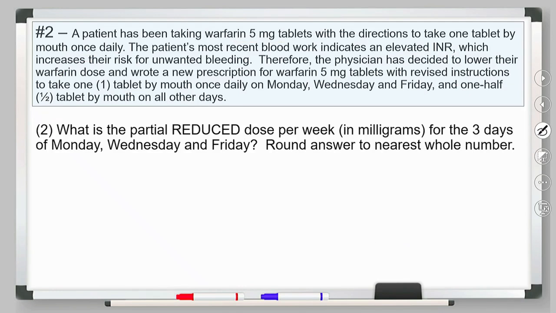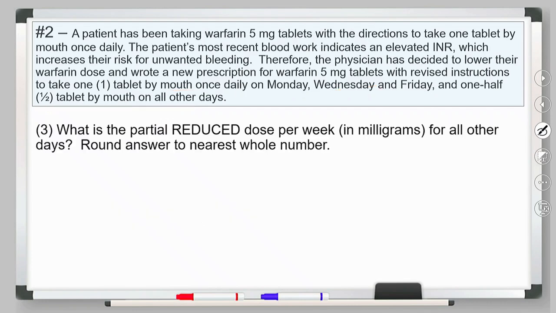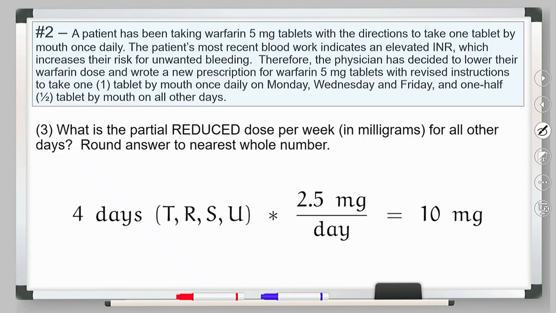Now, to figure out what the current dose is, we have to break it up. We have to separate this part from this part. Let's start with the first part: on Monday, Wednesday, Friday, how much are we getting? Well, 3 days out of the week, it's still 5 milligrams a day. So 3 of the days total up to 15 milligrams. That's the easy part.